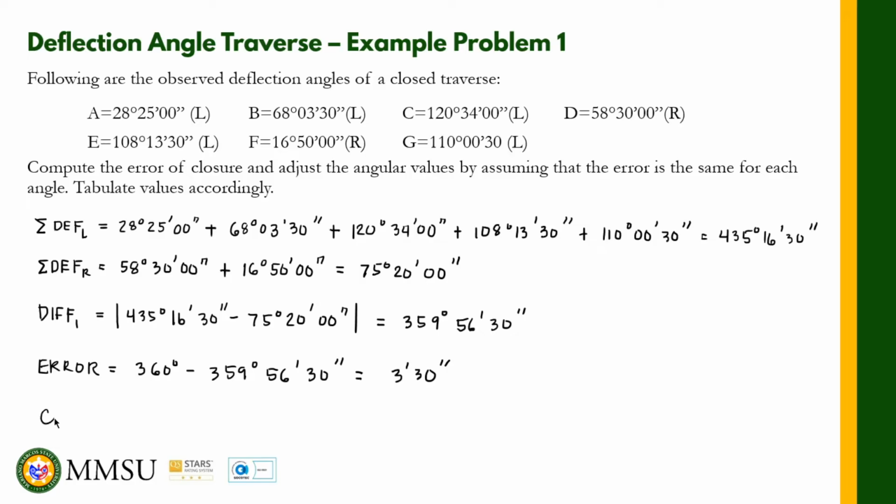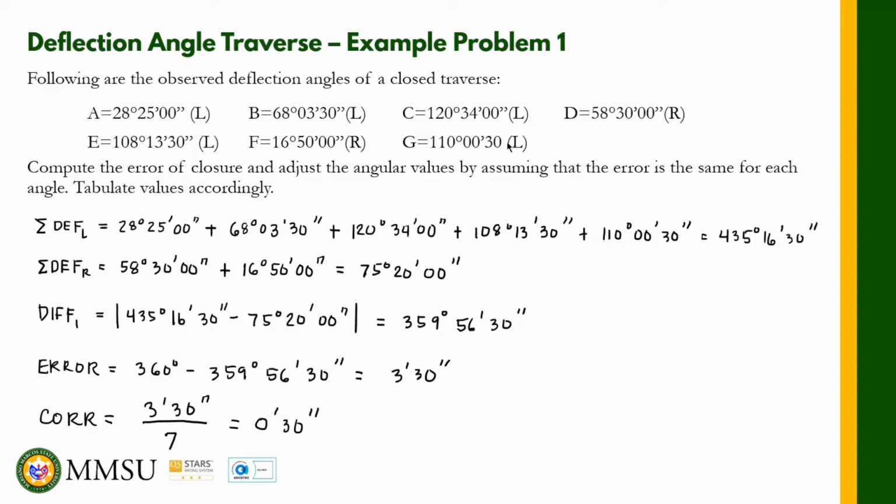The correction is just equal to the error, the 3 minutes, 30 seconds, and divide this by the total number of angle measurements. So we have 1, 2, 3, 4, 5, 6, 7. So this is divided by 7. This is equal to 30 seconds. This is the correction to be applied to each observed deflection angle. So we just write 0 minutes 30 seconds. This is the correction and we should apply this to each of the angles.